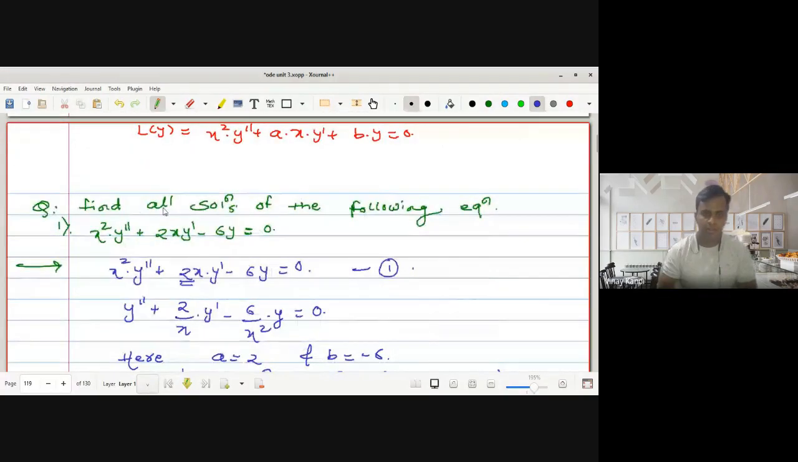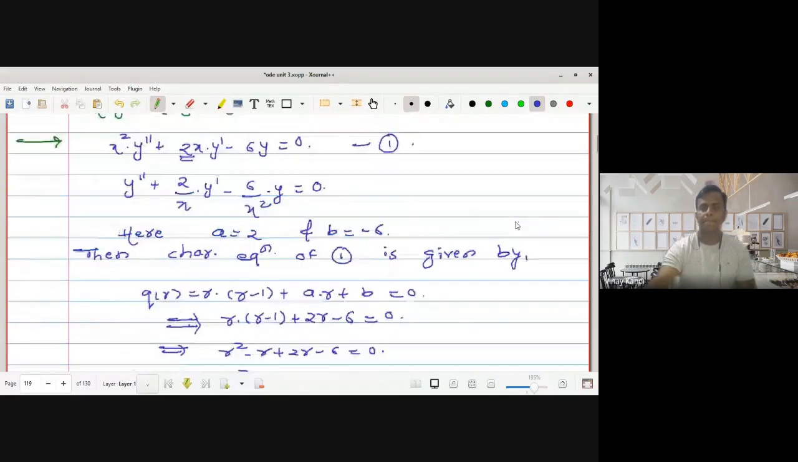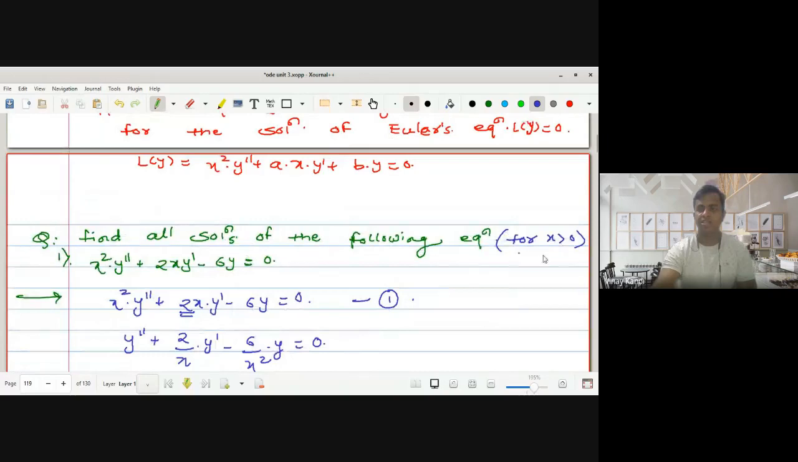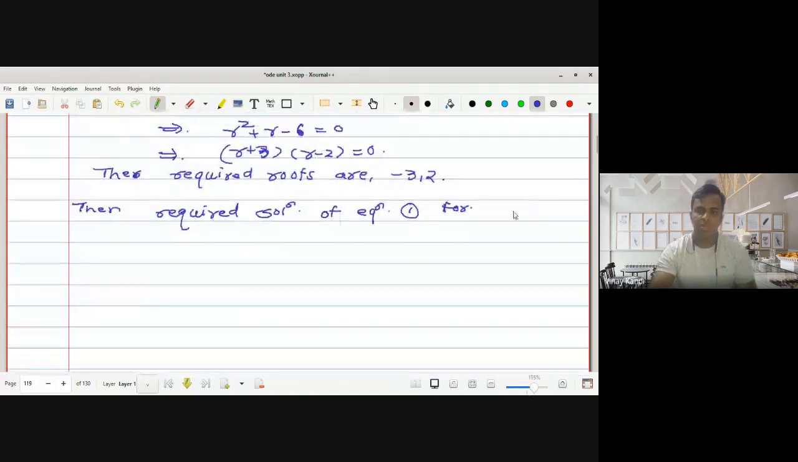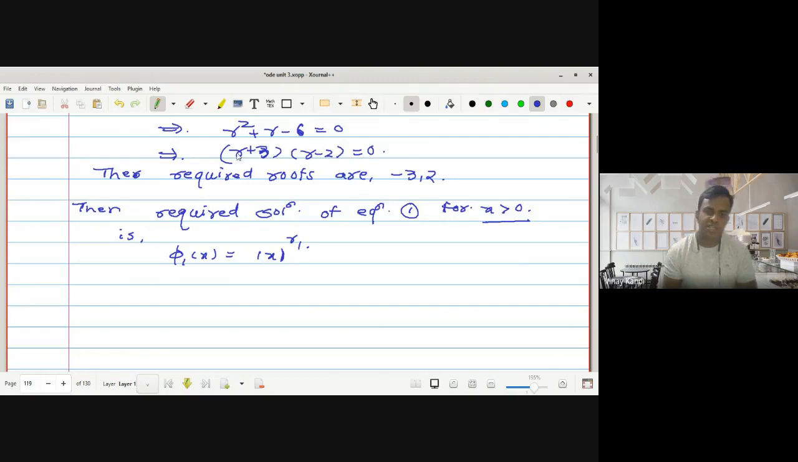Find all the solution of the following equation, पुढे आहे x greater than 0. Okay, for x greater than 0, non-negative value, positive values, on positive values except at 0. So then the required solution of equation 1 for x greater than 0 is phi 1 of x is equal to, काय होता तिथे? mod x raised to r1 होता, हो की नाही? आता x पॉझिटिव्ह असल्यामुळे mod x लिहिण्याची गरज नाही तुम्हाला.